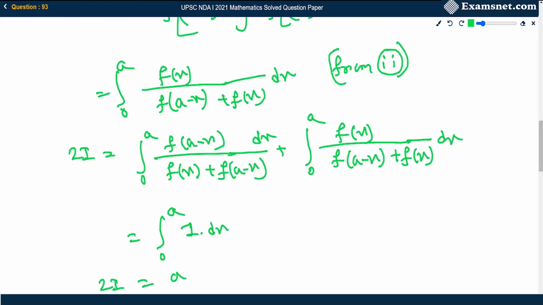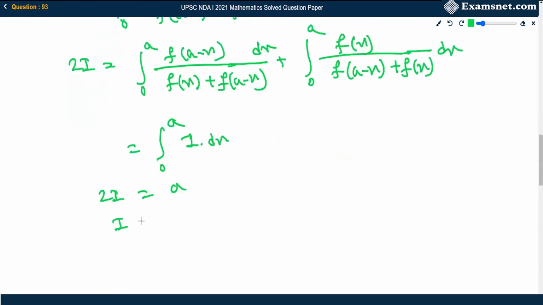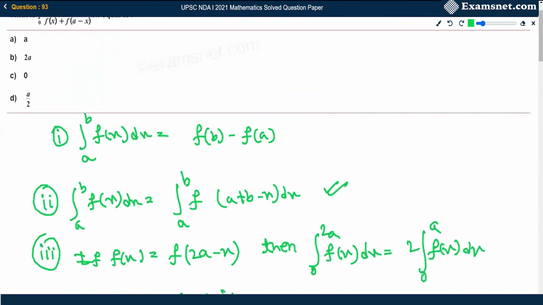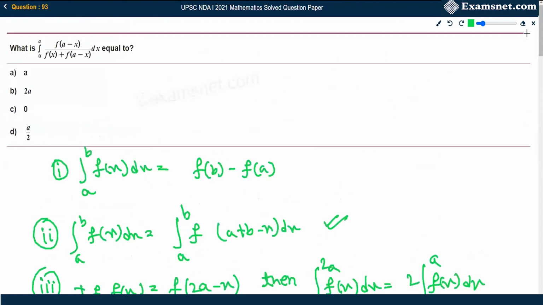So here I equals a by 2. The value of this integration, since we assumed it as I, is a by 2. Option D is the correct answer.